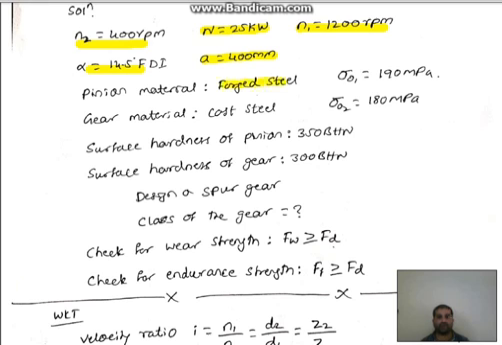Its allowable static stress is 190 MPa. Gear material is cast steel. Its allowable static stress is 180 MPa. Surface hardness of the pinion and gear is 350 BHN and 300 BHN respectively. The question is to design a spur gear and also ask the class of gear. Check for the wear strength and check for the endurance strength.